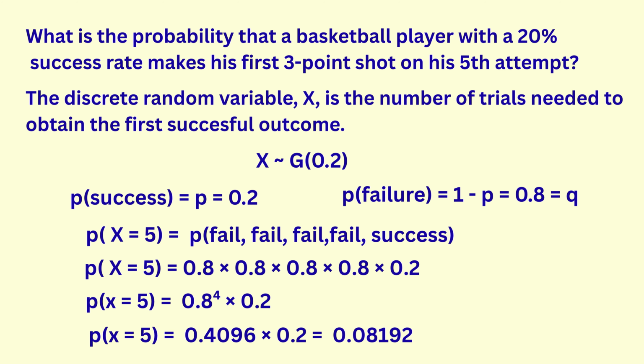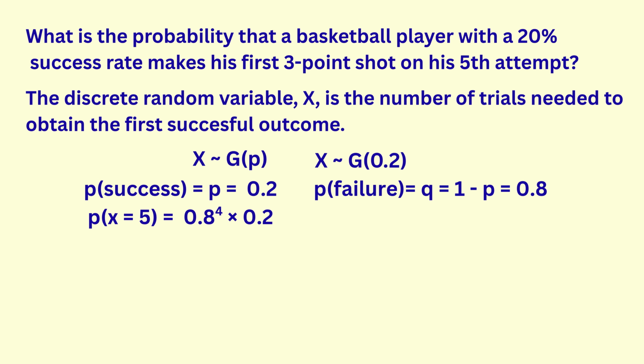So the probability that the player makes his first successful three-point shot on his fifth attempt is 0.08192. Now let's step back a little and take an even closer look at how we came by our answer. When we were finding the probability of x equals 5, the probability of failure was raised to the power 4, and the probability of success raised to the power 1.